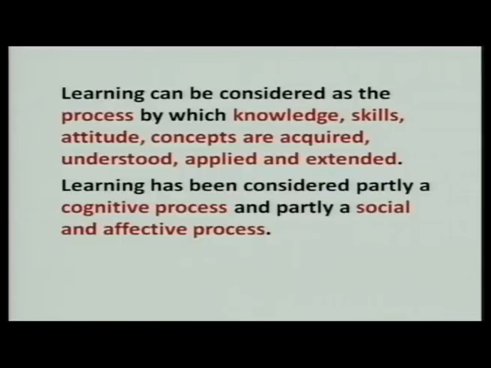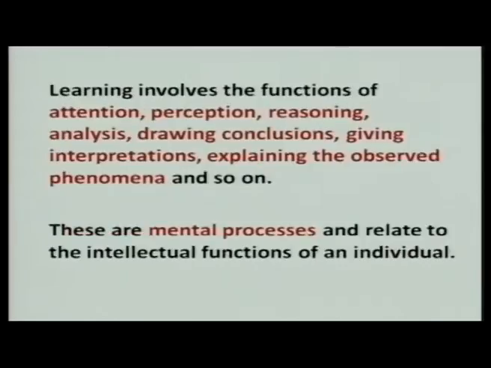Now, learning has been considered partly a cognitive process and partly a social and affective process. How is it a cognitive process? Learning involves the functions of attention, perception, reasoning, analysis, drawing conclusions, giving interpretations, etc. Because whenever you learn something, you will have to attend to something. When you go through some stimulus, you will have to interpret that stimulus, so you will have to perceive it, that means you will have to give some meaning to that.